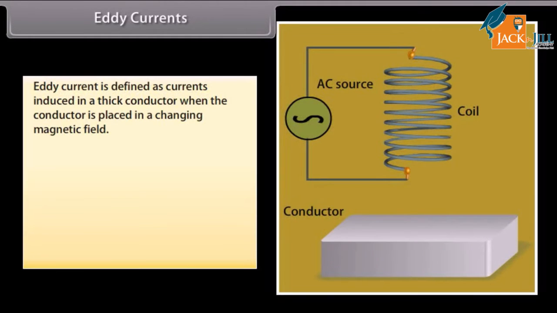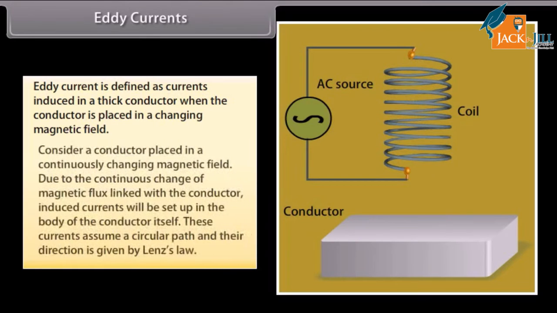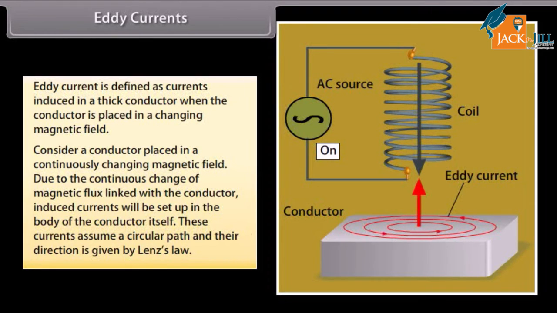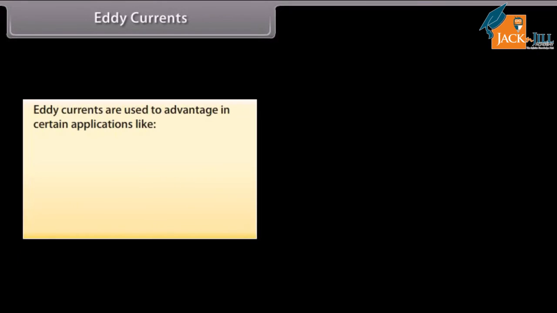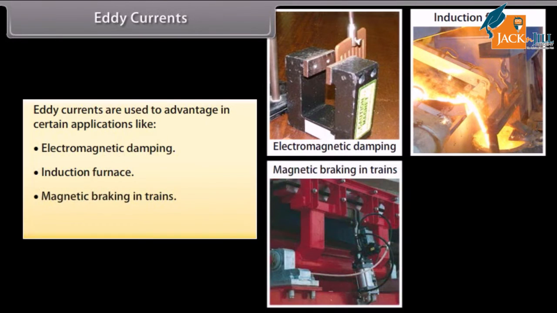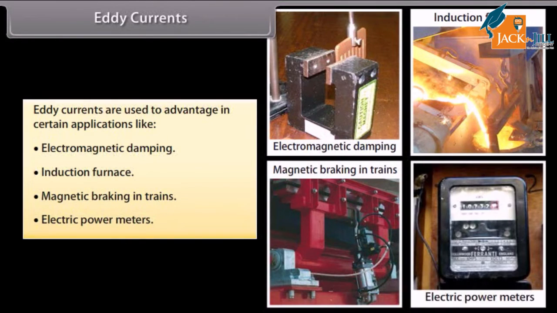Eddy currents. Eddy current is defined as currents induced in a thick conductor when the conductor is placed in a changing magnetic field. Consider a conductor placed in a continuously changing magnetic field. Due to the continuous change of magnetic flux linked with the conductor, induced currents will be set up in the body of the conductor itself. These currents assume a circular path and their direction is given by Lenz's law. Eddy currents are used to advantage in certain applications like electromagnetic damping, induction furnace, magnetic braking in trains, and electric power meters.